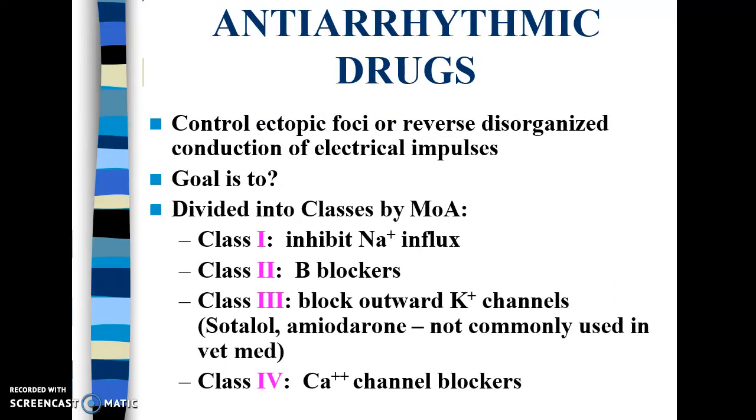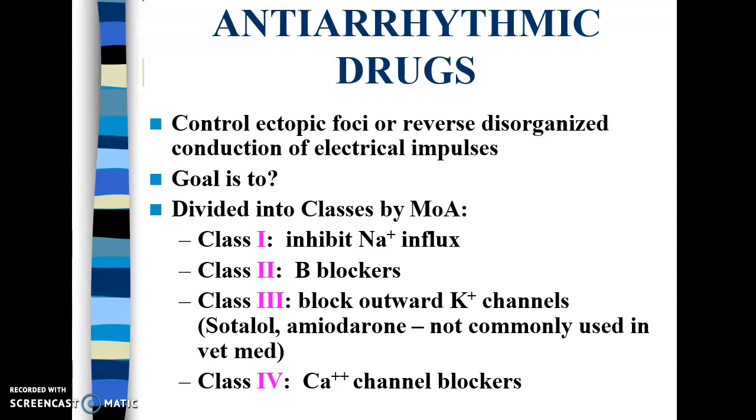So when we're using antiarrhythmic drugs, we're trying to control the ectopic foci, or make the electrical impulses go in the pattern that they should be going in, the normal pattern. And the goal is to create a normal rhythm in the heart. So not too fast, not too slow. We're going to talk about different classes of these antiarrhythmic drugs.